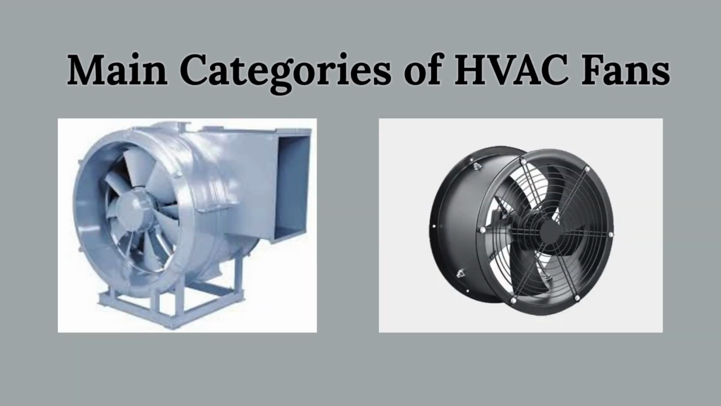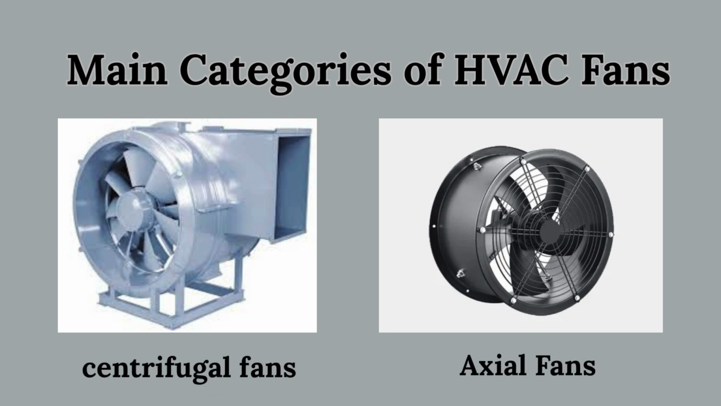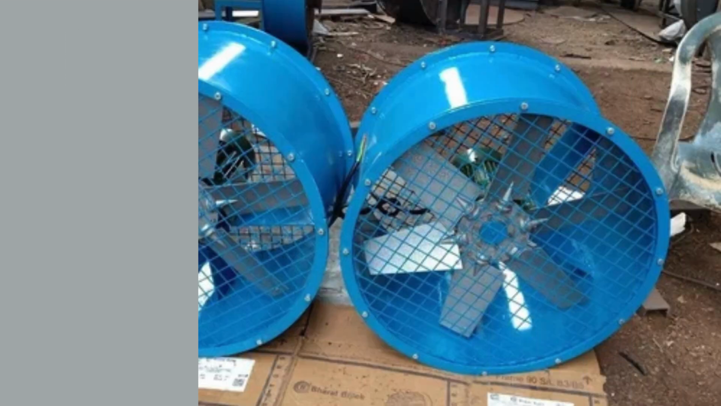Main categories of HVAC fans. HVAC fans are mainly divided into two major categories: 1. Axial fans. 2. Centrifugal fans. Each type works differently and is used in different situations.